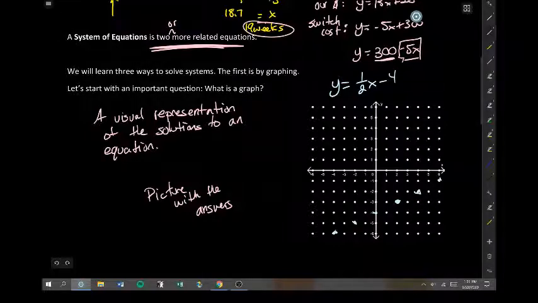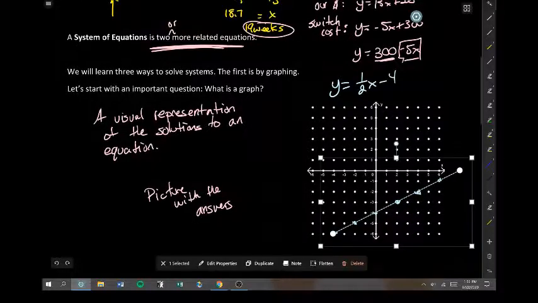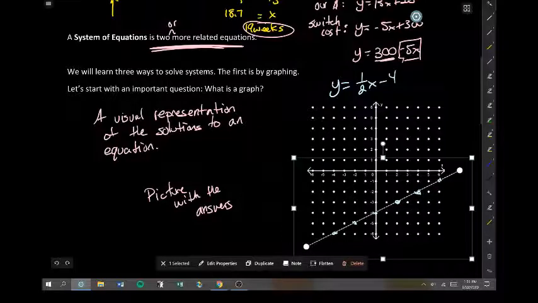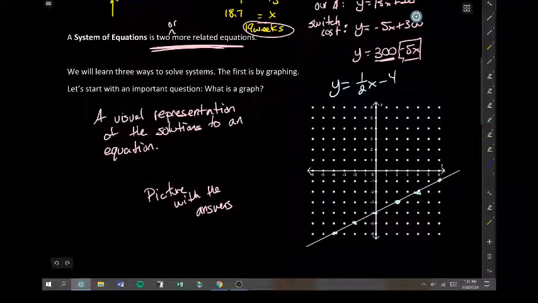This is the equation of the line y equals 1/2 x minus 4, and this is the graph of the line. So I just did the graph of the line 1/2 x minus 4. But what is that graph? What is that graph showing us? That graph is actually showing us every possible solution to this equation.